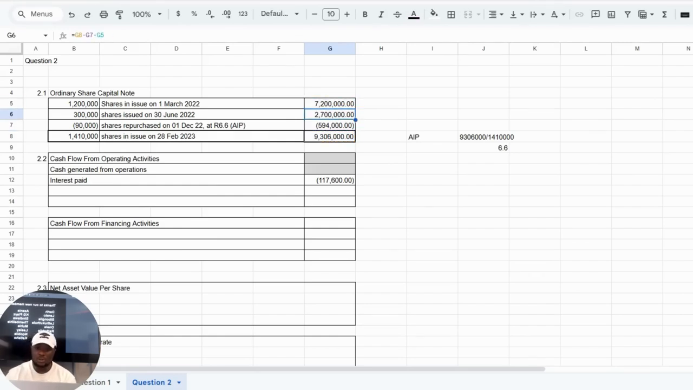And so that works out to 2,700,000. So that would be what we issued the new shares for. We issued 300,000 shares and we raised 2.7 million. And that's pretty much the end of the ordinary share capital note. And then let's move into the next question.